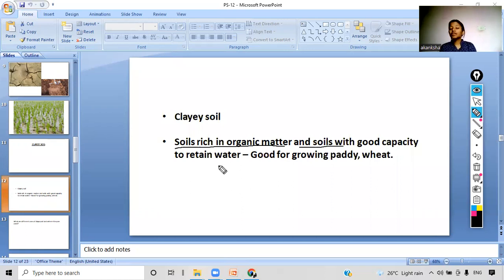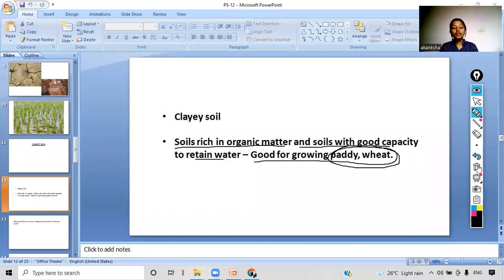And it is a soil with good capacity to retain water. They are saying that this soil has a very good capacity to retain water, meaning to hold water in it, right? So that's the reason this soil is good for growing crops, because if it holds water, then only the plants will grow, right? If the soil contains water, so yes. And it is good for growing which type of crops? Paddy and wheat. So you have to remember, clay soil is good for which type of crops? Paddy and wheat. So these were some of the features of the clay soil, right?